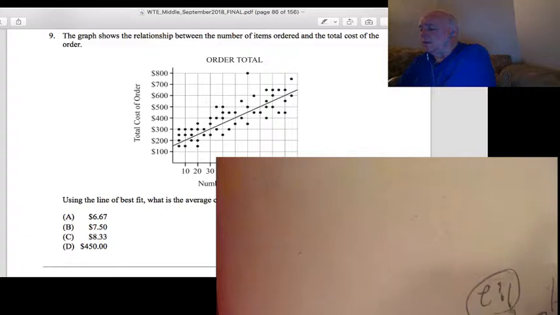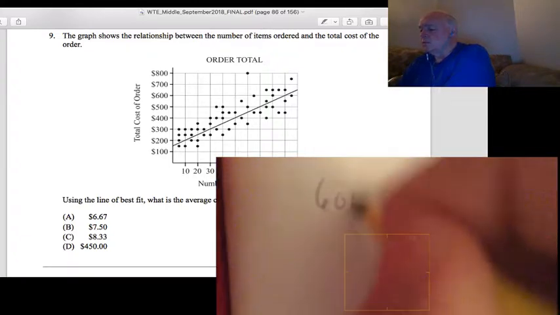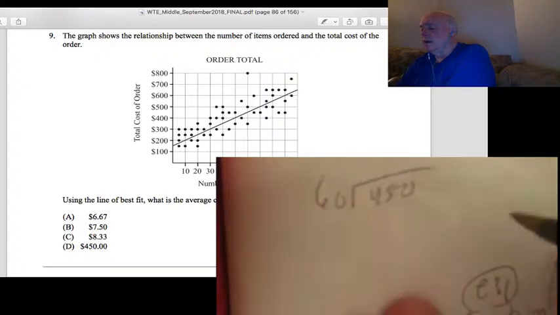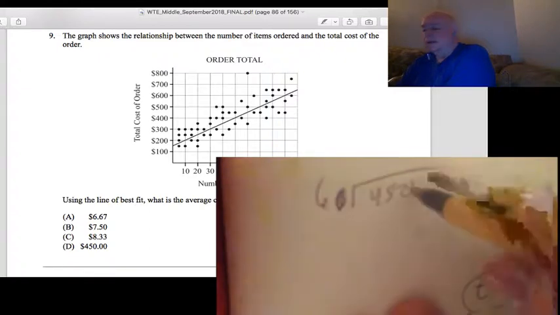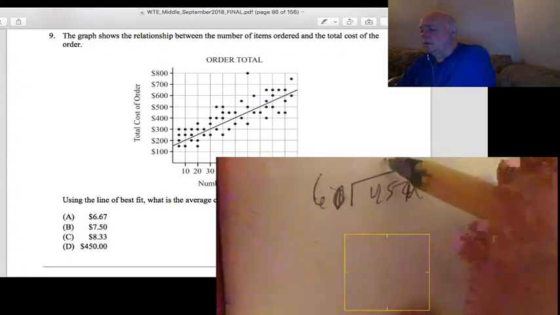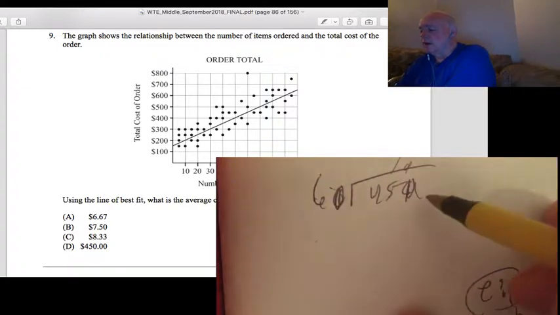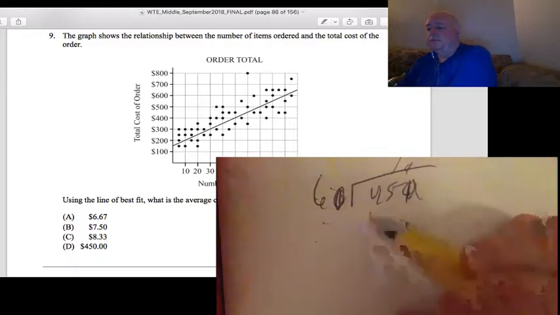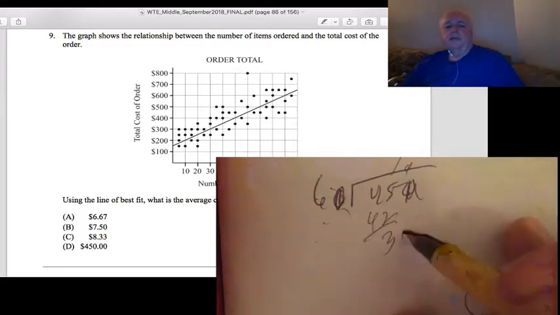60 going into 450. And we can throw away these 2 zeros. So 60 into 45. We get, what, 7, 42. We end up with 3. And then it'll be 7.5. Okay? So the answer for 9 would be B.